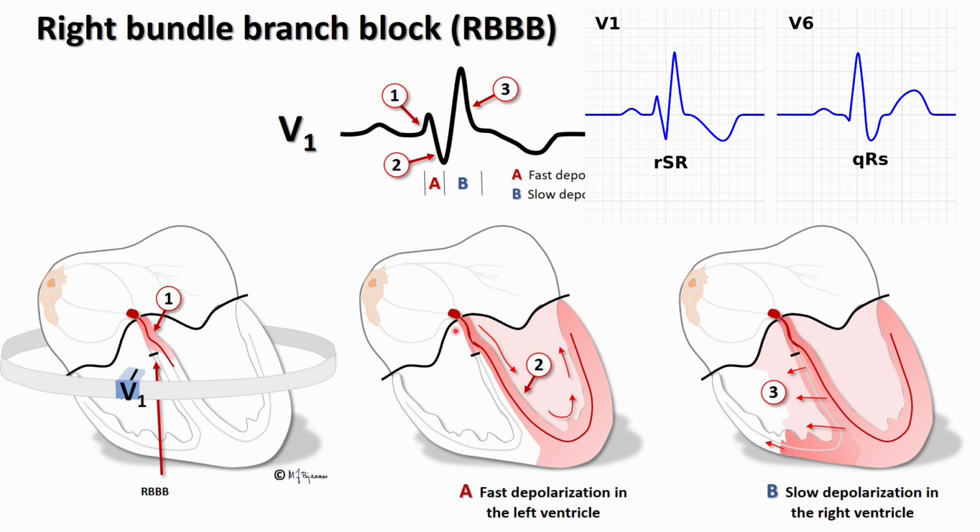RSR, because the R here represents when the depolarization was going this way, but then it stopped, and then it went to the other direction, and that's why it's causing an S wave, and then back again at number 3 towards the right ventricle, which drew an R again, so RSR. And V6 shows a QRS, which is normal.